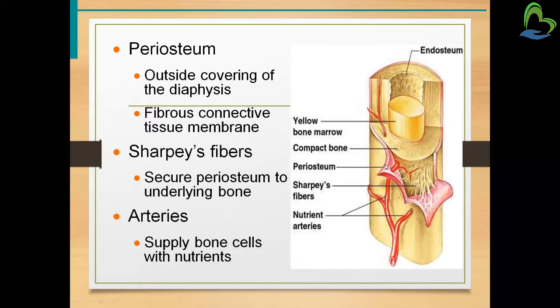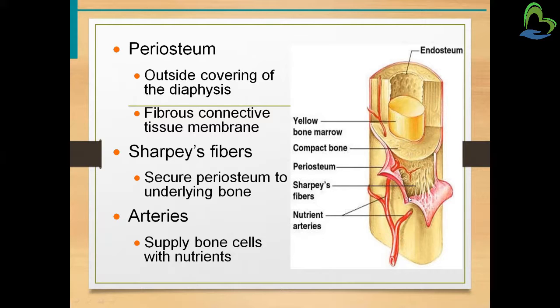The membrane is made up of connective tissue. Then Sharpey's fibers secure the periosteum to the underlying bone. These are the fibers which secure the periosteum. Then the arteries: basically, the nutrient artery supplies the nutrients to the bone cells.